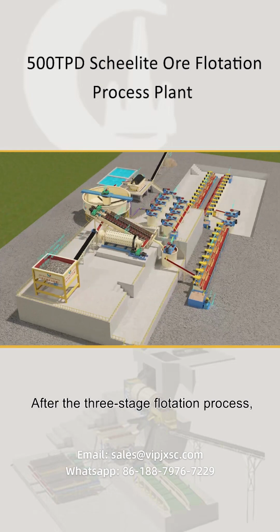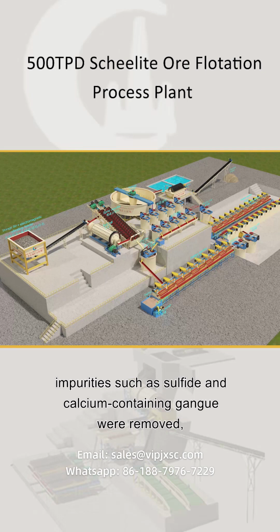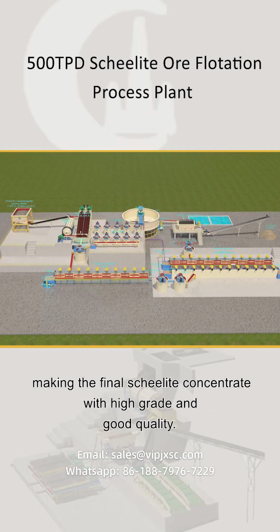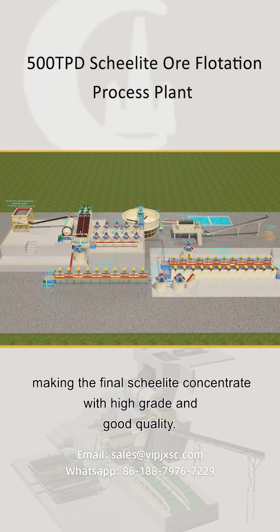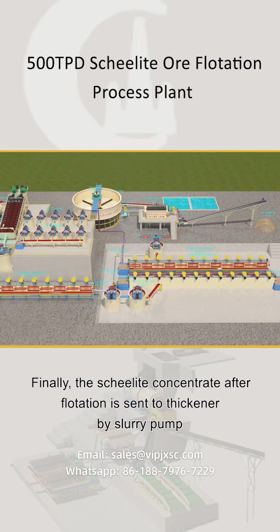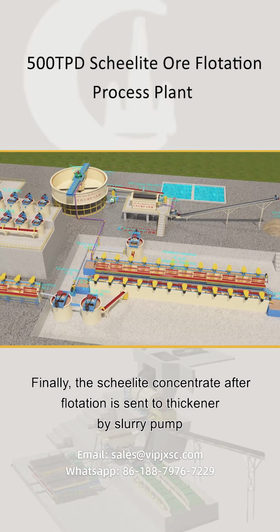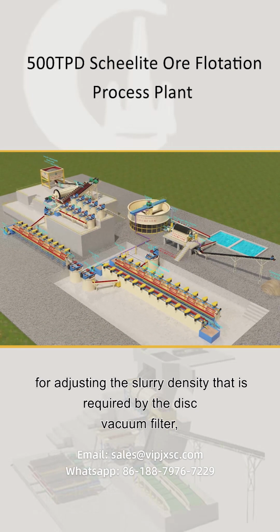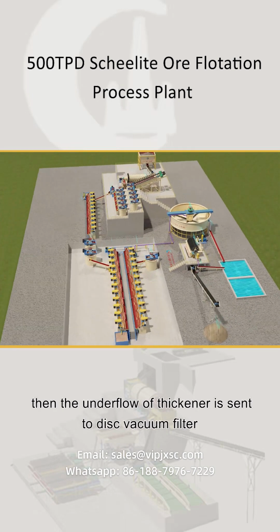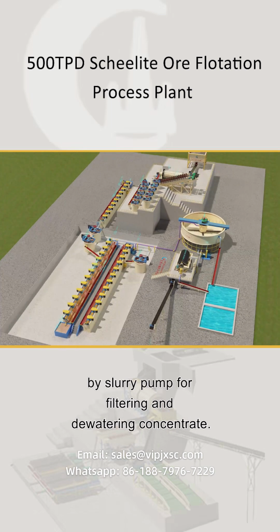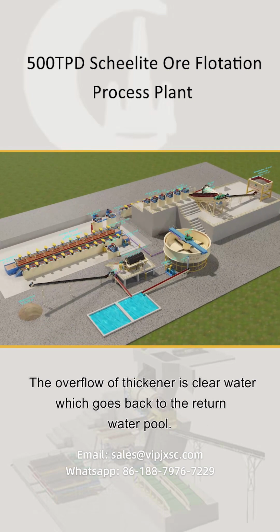After the 3-stage flotation process, impurities such as sulfide and calcium-containing gangue are removed, making the final Scheelite concentrate of high grade and good quality. Finally, the Scheelite concentrate after flotation is sent to the thickener by slurry pump for adjusting the slurry density required by the disc vacuum filter. Then the underflow of the thickener is sent to the disc vacuum filter by slurry pump for filtering and dewatering the concentrate. The overflow of the thickener is clear water, which goes back to the return water pool.